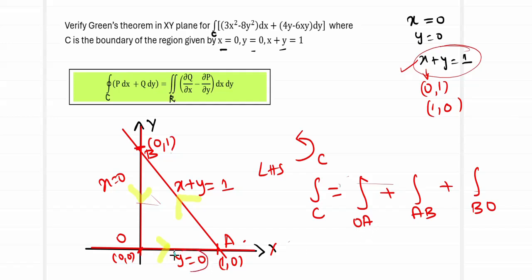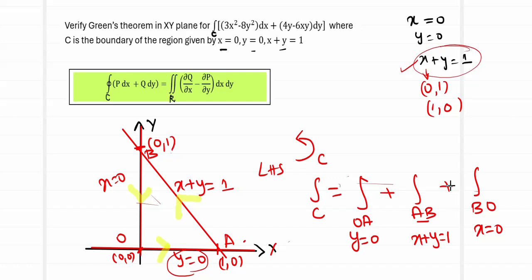What is the name of the line OA? The name of the line OA is y equal to 0. So y equal to 0 over here. And what is the name of the line AB? The name of the line AB is x plus y equal to 1. Next, the name of the line BO. This line is going to be called by the name x equal to 0.